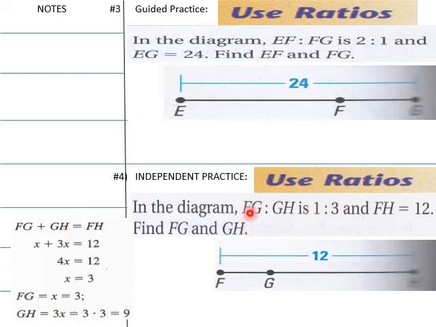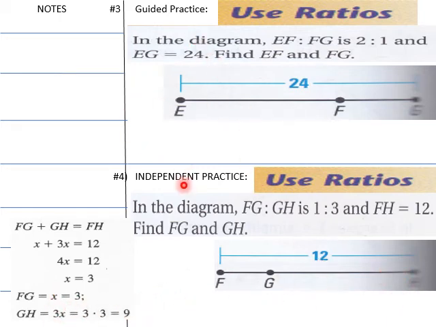Here is your solution here for independent practice. FG to GH is 1 to 3. FH is 12. Find FG and GH. So this is 1 to 3. So we have 4x equals 12. So x equals 3. So this equals 3, and then this would equal 9, would it not? Yep, it would equal 9.